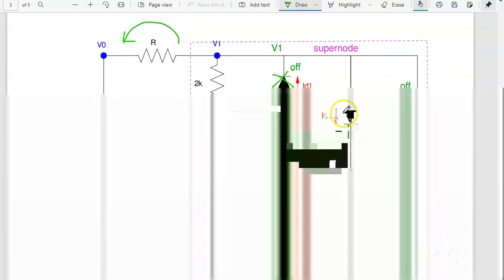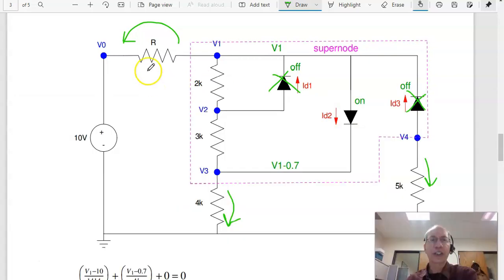The current right here, that one's a little bit tricky. One way to do that is conservation of current. It's the current in equals current out. So this current I can calculate. It's 10 minus V1 over R.